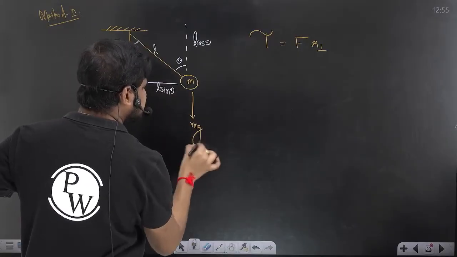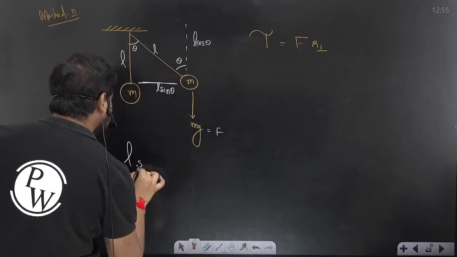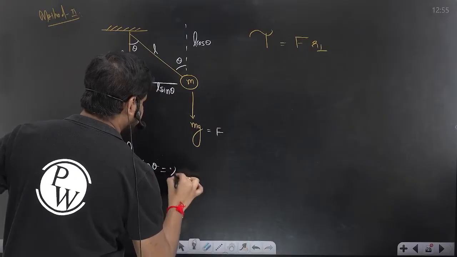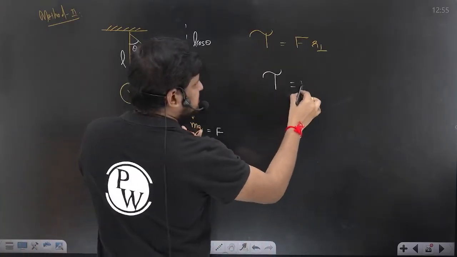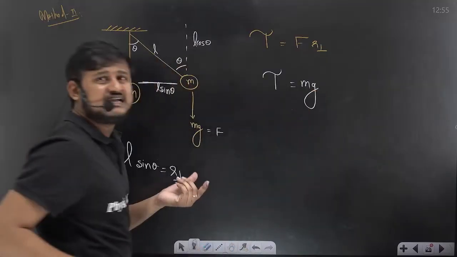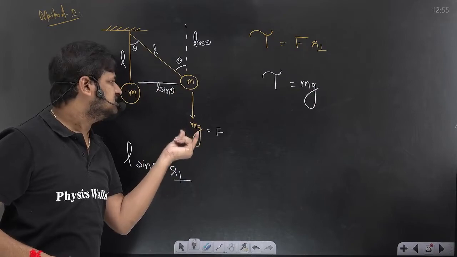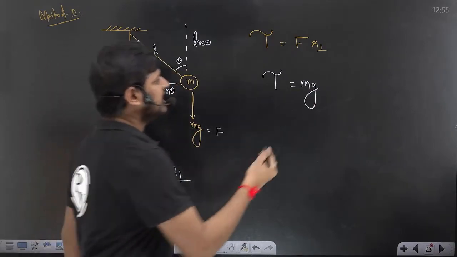So mg is the force, and L sin theta is the perpendicular distance. L sin theta is the perpendicular distance, guys, right? So from here the torque will be equal to force, what is the force? mg. Due to which force are you finding the torque? Due to its weight, the bob weight. So the bob weight is mg, that's the force. Now what is the perpendicular distance for that? This one, so L sin theta.